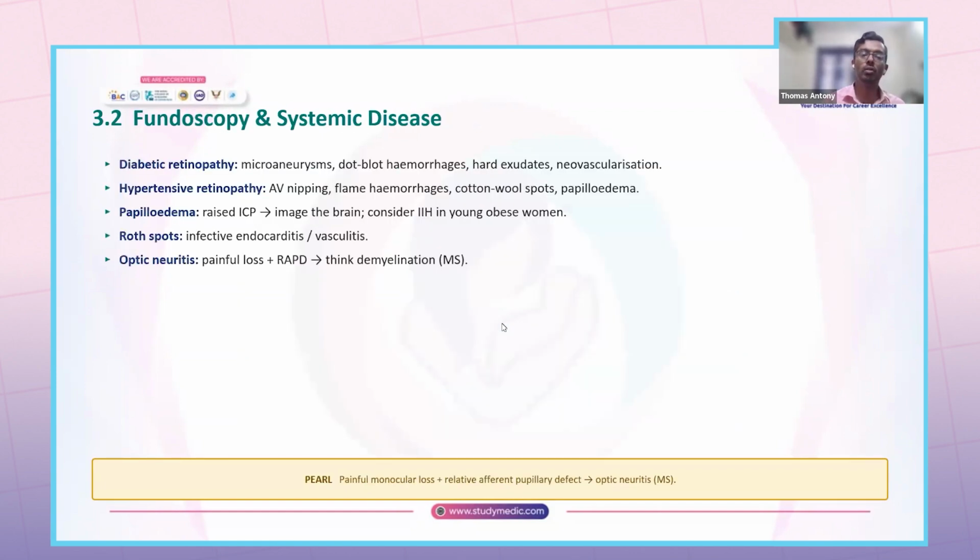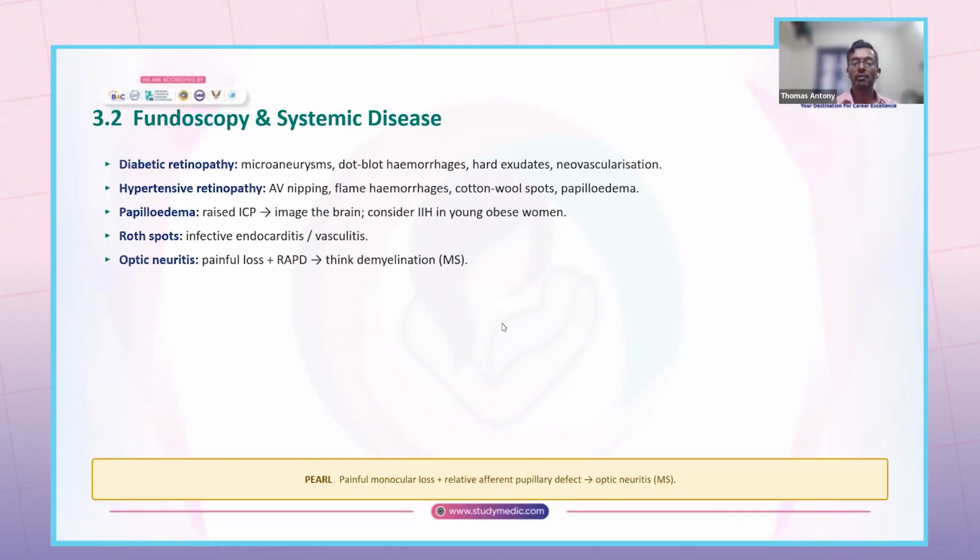So coming to fundoscopy and systemic disease. Diabetic retinopathy, what are the features that we see here? So microaneurysms, dot and blot hemorrhages, hard exudates, neovascularization. It would be better if you go back and read about the different stages in diabetic retinopathy, so that those questions might be important.